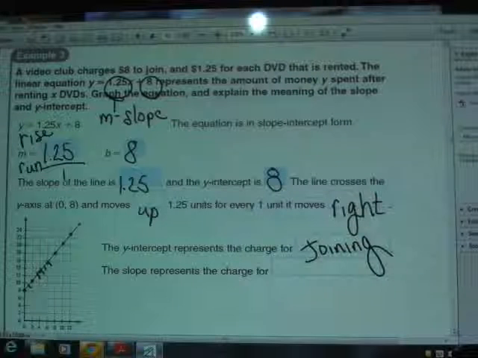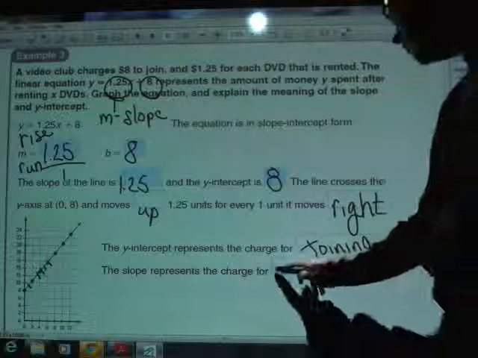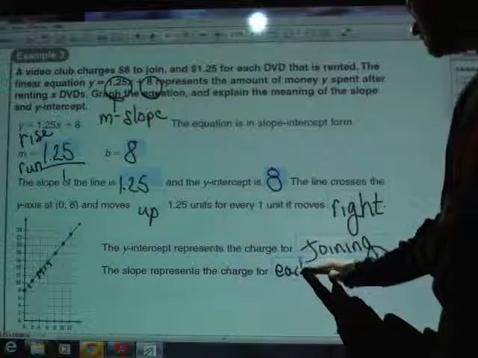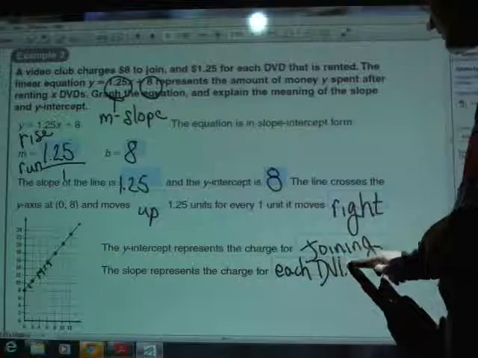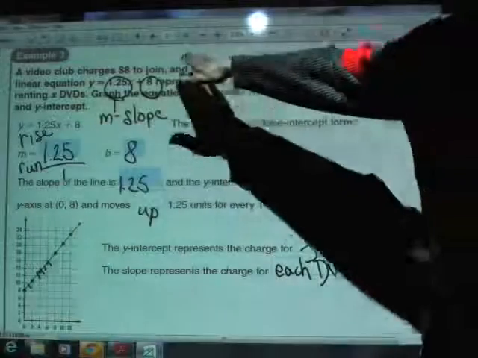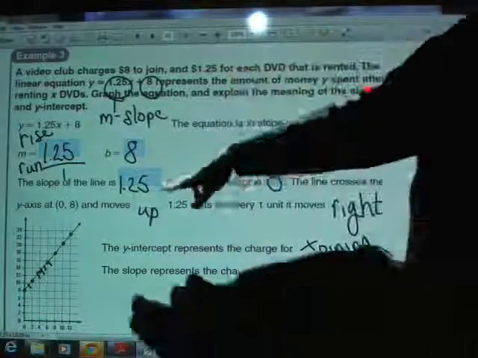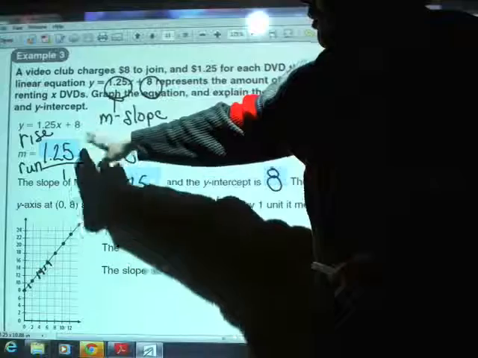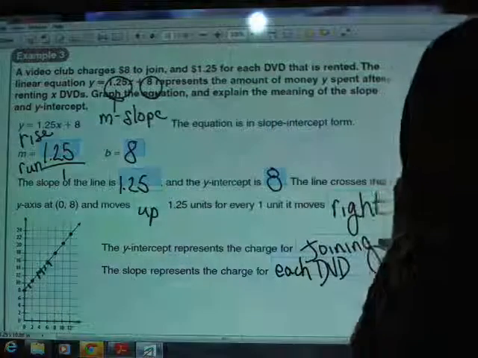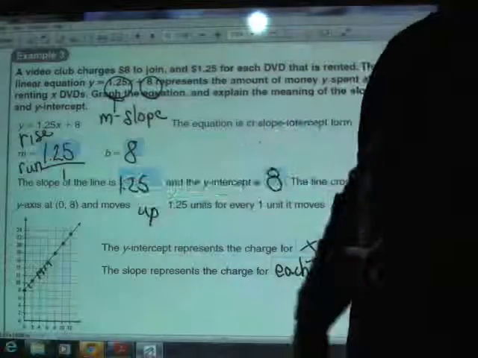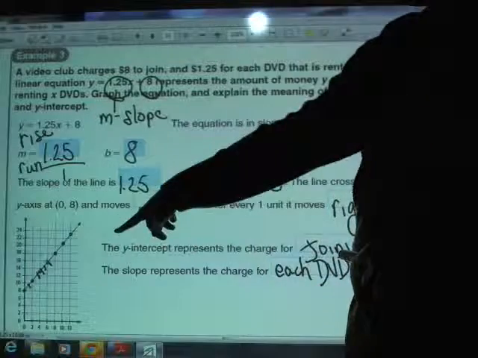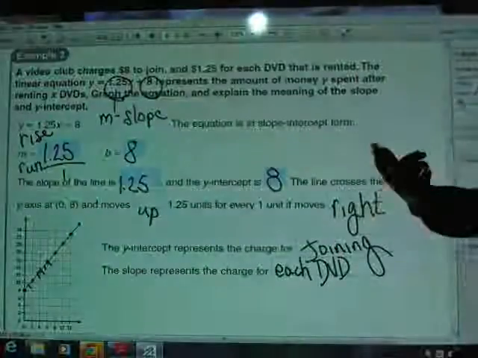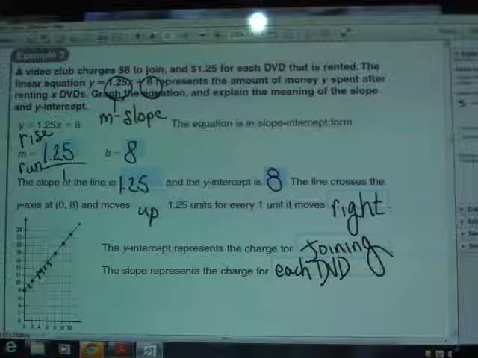And then the slope here, the slope represents the charge for each DVD. All right, we said here we were paying $1.25 for each DVD. The slope was equal to 1.25 over 1, or 1.25. So the slope here represents how much I'm then paying for each DVD. That's why the first value on the x-axis matches up with 9.25, because I pay my $8 to join plus $1.25 for the first DVD is how I get to $9.25.